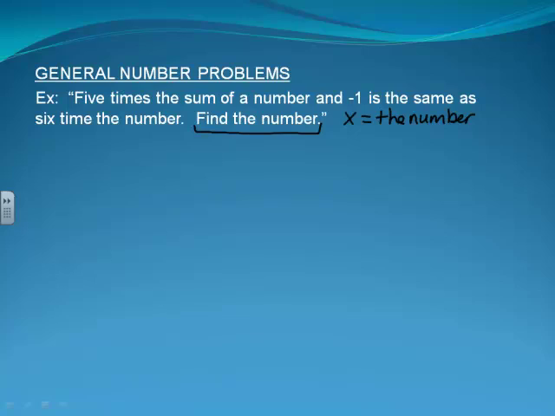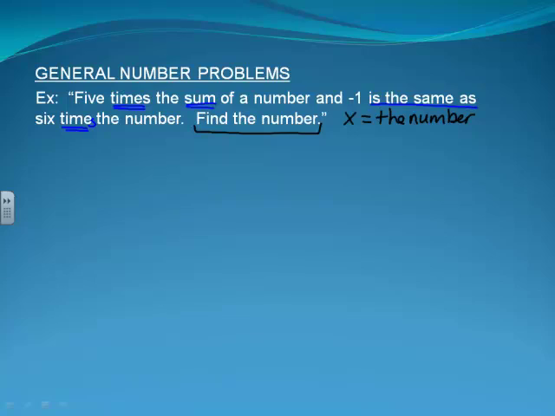After that, it's much like the previous module. You're looking for keywords as you read the problem. We have the keyword times. We have the keyword sum. "Is the same as" is a keyword for equals. And then "6 times" is also a keyword.